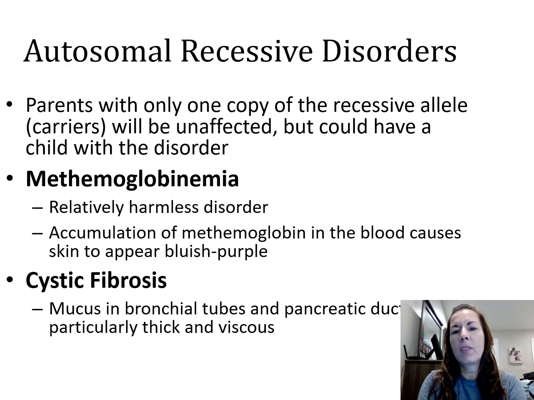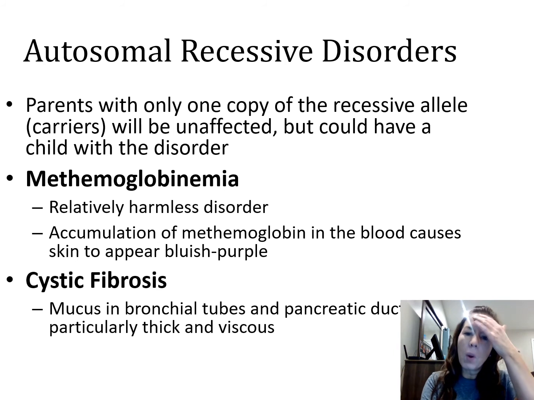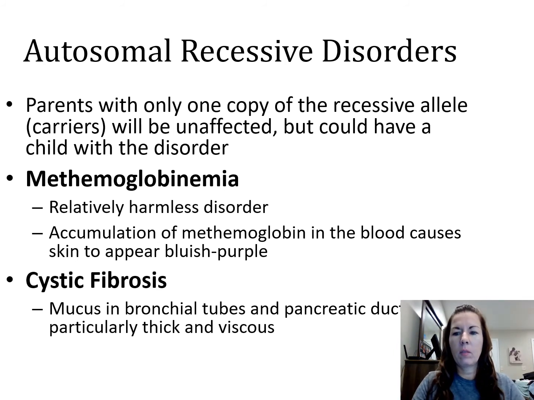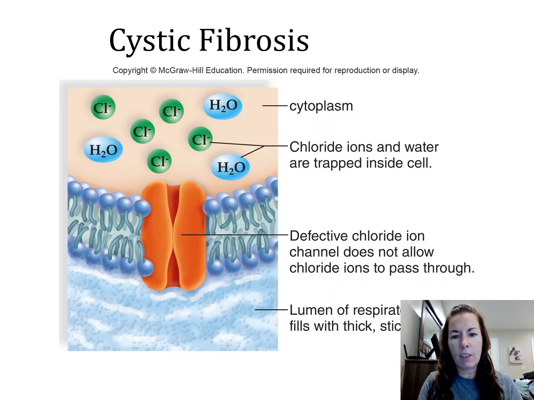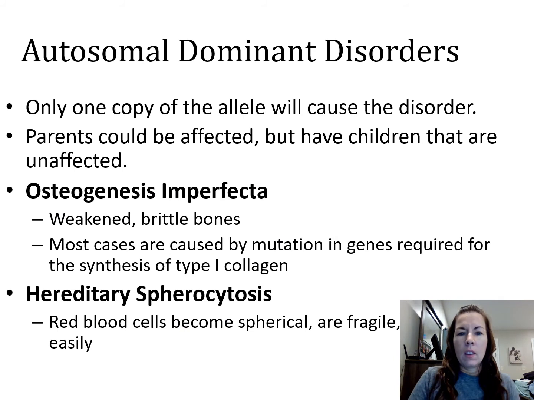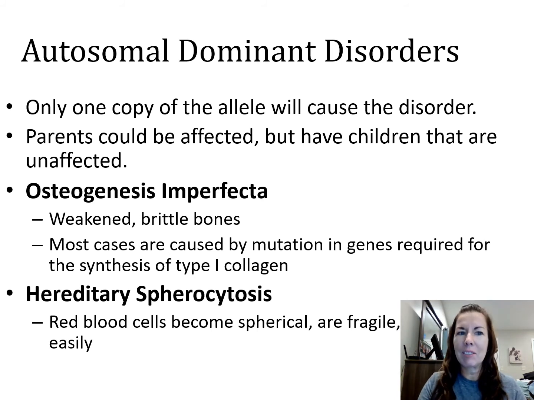So some examples of homozygous recessive disorders include methemoglobinemia and cystic fibrosis. That's a very well-known condition. This shows you cystic fibrosis, where there's a faulty protein channel and that allows the buildup of mucus. Some autosomal dominant disorders include osteogenesis imperfecta, where you have weakened brittle bones, or hereditary spherocytosis, where the red blood cells are fragile and can burst very easily.